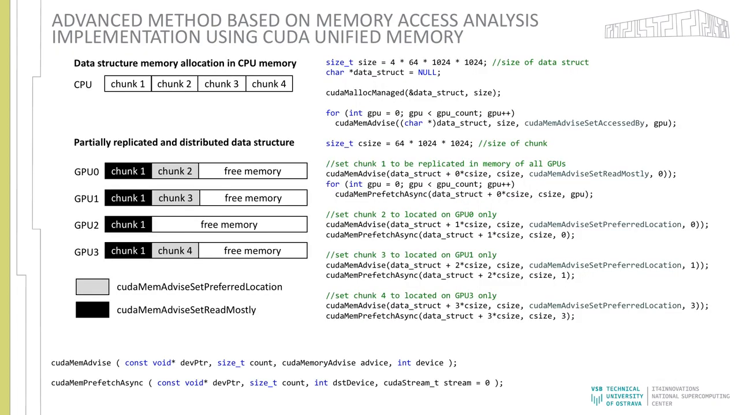In this slide, I show a little bit of implementation details on how a memory allocation in the CUDA unified memory can be partially replicated and partially distributed among memories of multiple GPUs. This is code that, with small modification, is applied to all data structures in cycles over the GPU memories. I do not want to go into too much detail. If you have any questions, please do not hesitate to contact us.